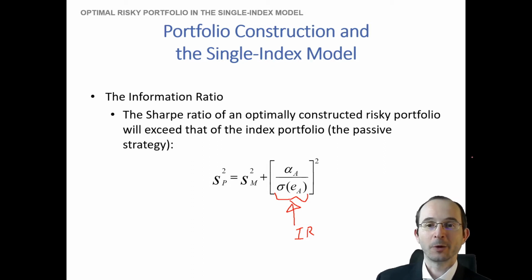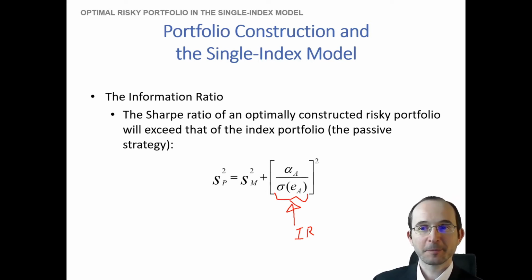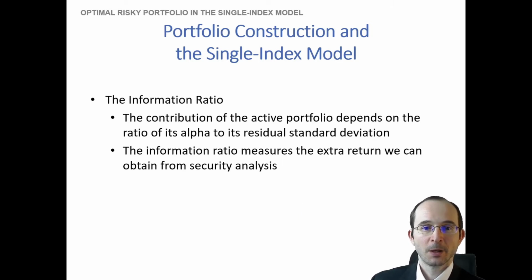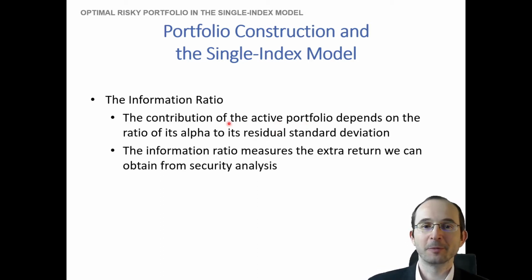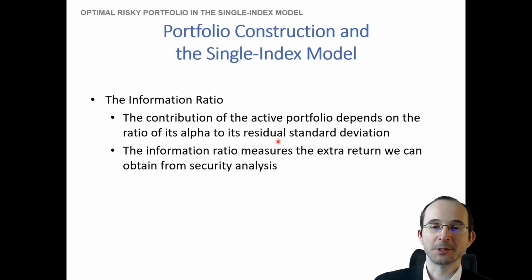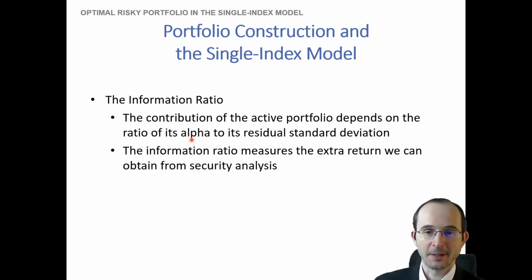the alpha that our securities provide relative to the additional firm-specific risk that our securities introduce relative to what the market portfolio would have. So the information ratio essentially represents the contribution to the portfolio in terms of active risk, the alpha, relative to the residual standard deviation. I guess the active risk is the residual standard deviation, the active return is the alpha.